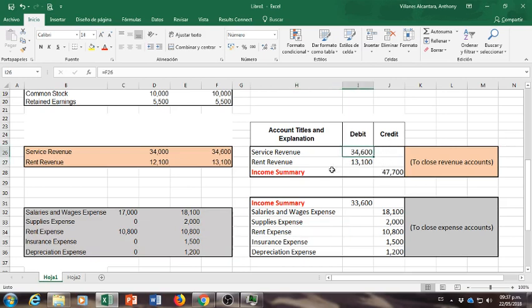Okay, I am copying the amounts. Income summary is the sum of these two amounts.